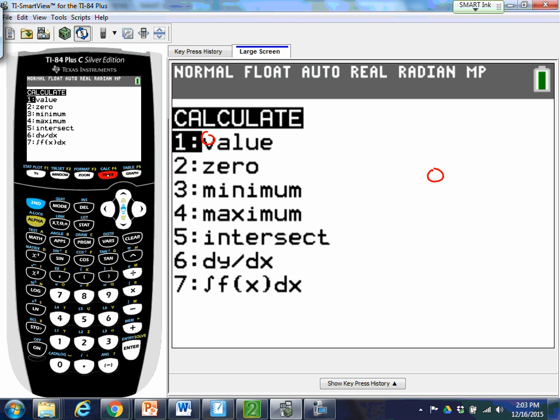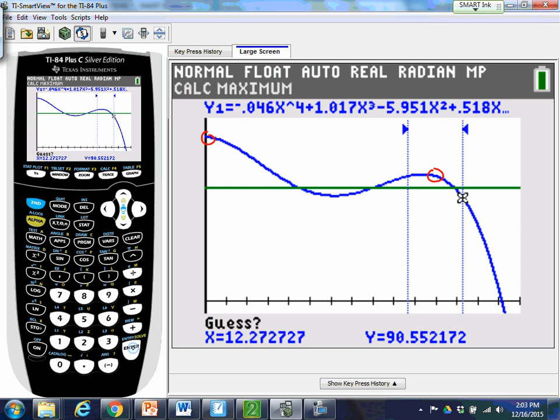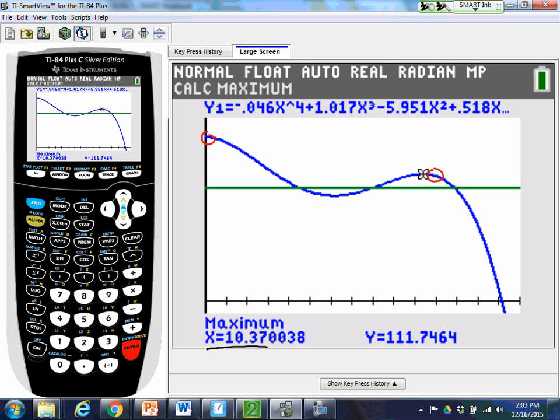If I go second, calculate, and find a maximum, you just need to tell it again where to look, give it some boundaries. So that would be a good left boundary, and then a little bit to the right, just to be safe, somewhere like that maybe. Oops, that was a little far, but that's good enough. And then guess, just press enter one more time, and you'll be able to see the maximum happen about 10.3, 10.4 hours after opening. And during that time, it was around 111, 112 customers in the store.